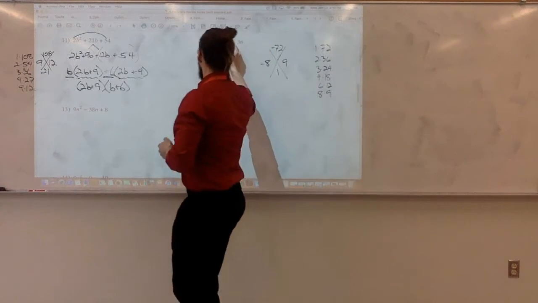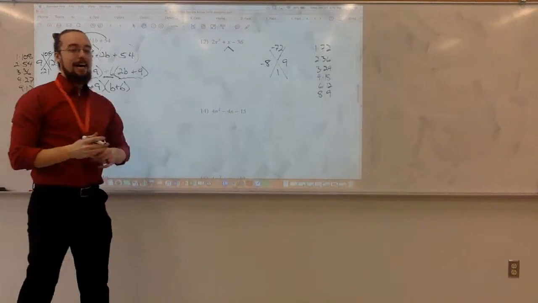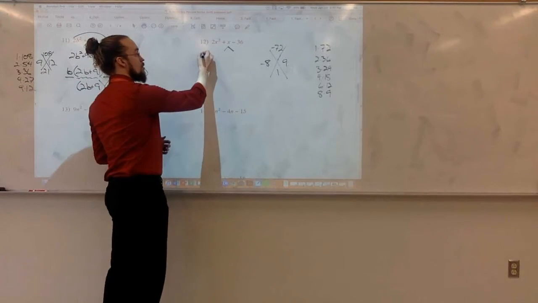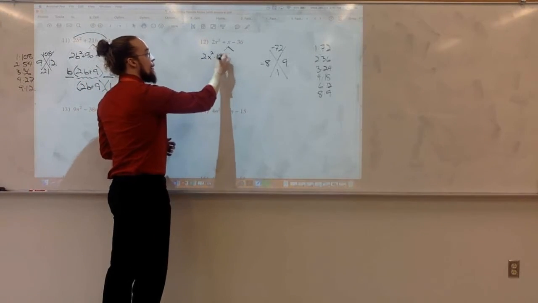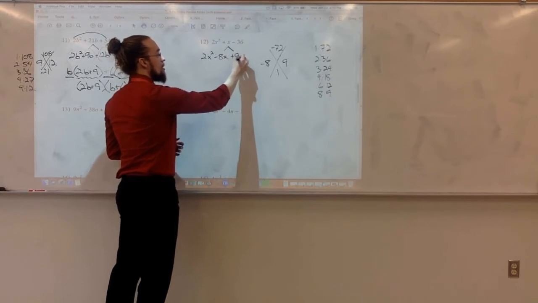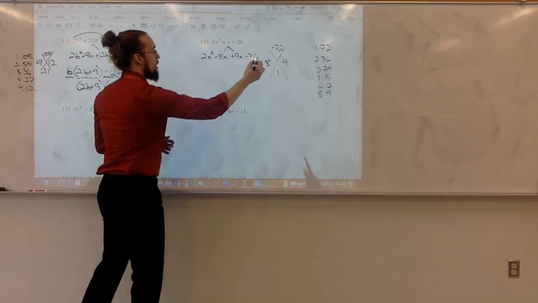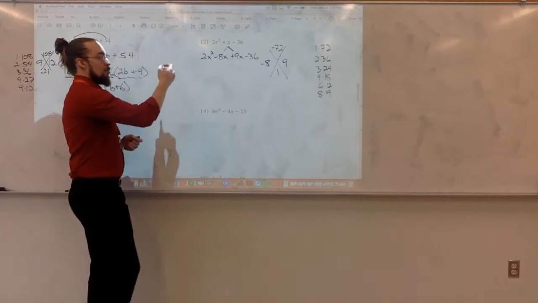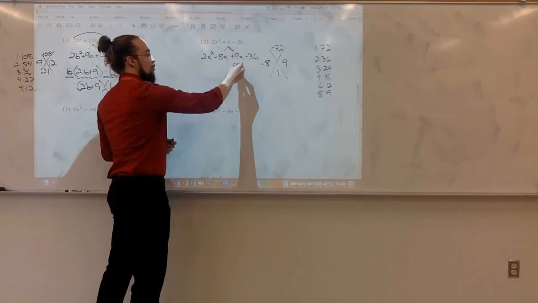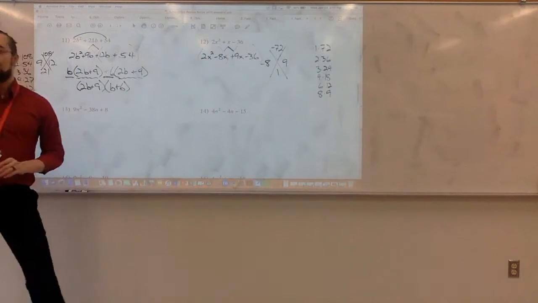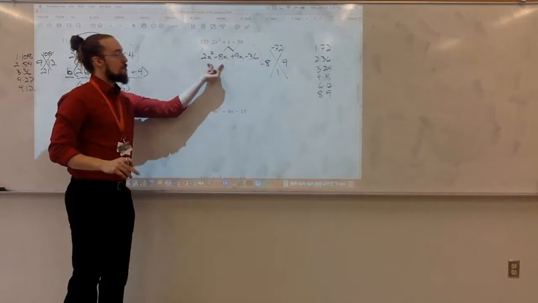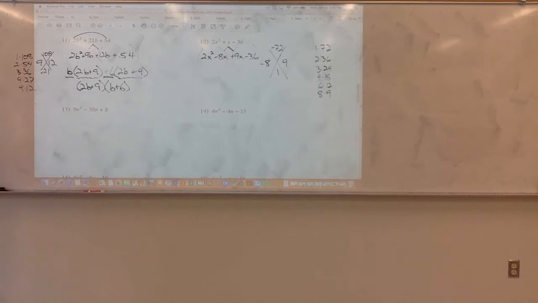So what I'm going to do is split this x into negative 8x plus 9x. So this will become 2x squared minus 8x plus 9x minus 36. Okay. Now, we factor by grouping. So, group the first two, group the second two, and look for the GCF. So what is my GCF for the first two terms? 2x squared minus 8x.